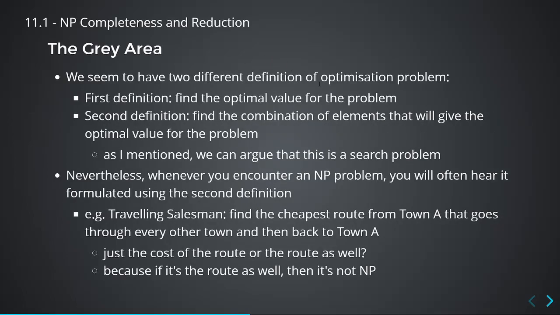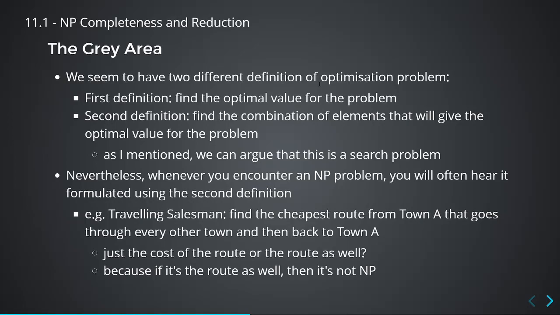So it's like we have two different definitions of optimization problem. The first one: just find the optimum value. The second one: give me the combination of elements, the things that will give me the optimum value as well. Again, I said we can argue that this is actually a search problem. But nevertheless, whenever you encounter an NP problem, you may hear this.